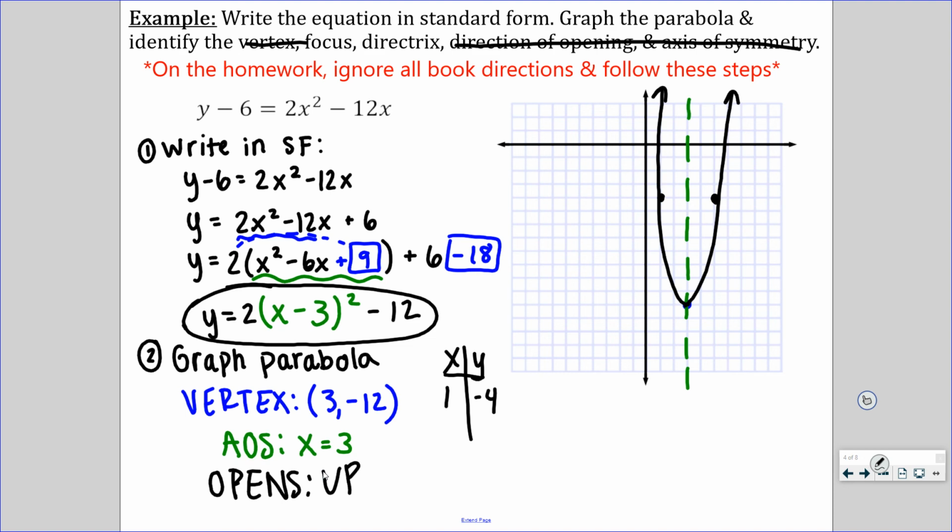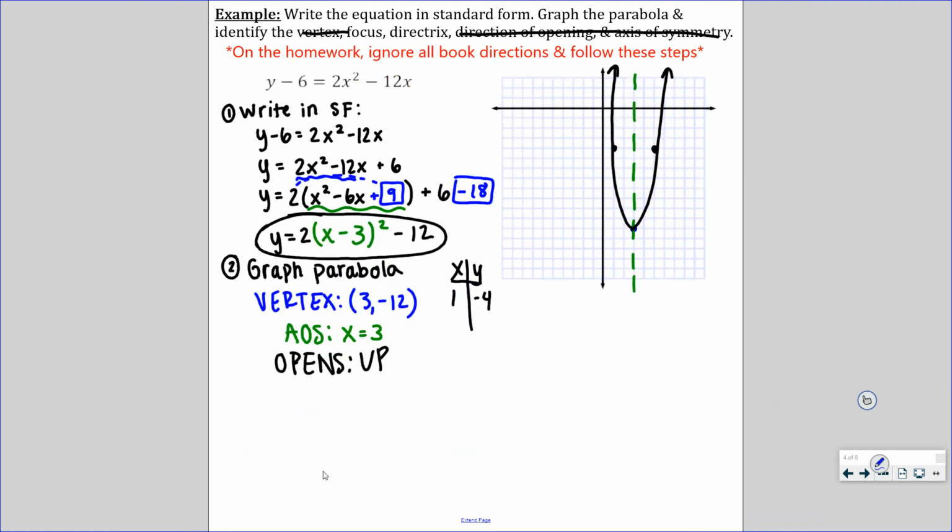We'll do this one. So what's new for us is the focus and the directrix. All right, so to find these, the first thing you're going to do is calculate what 1/4a is. So looking at my equation in standard form, what is a? 2. A is 2. It's the number right here. A is 2. So 1/4a is 1/8.